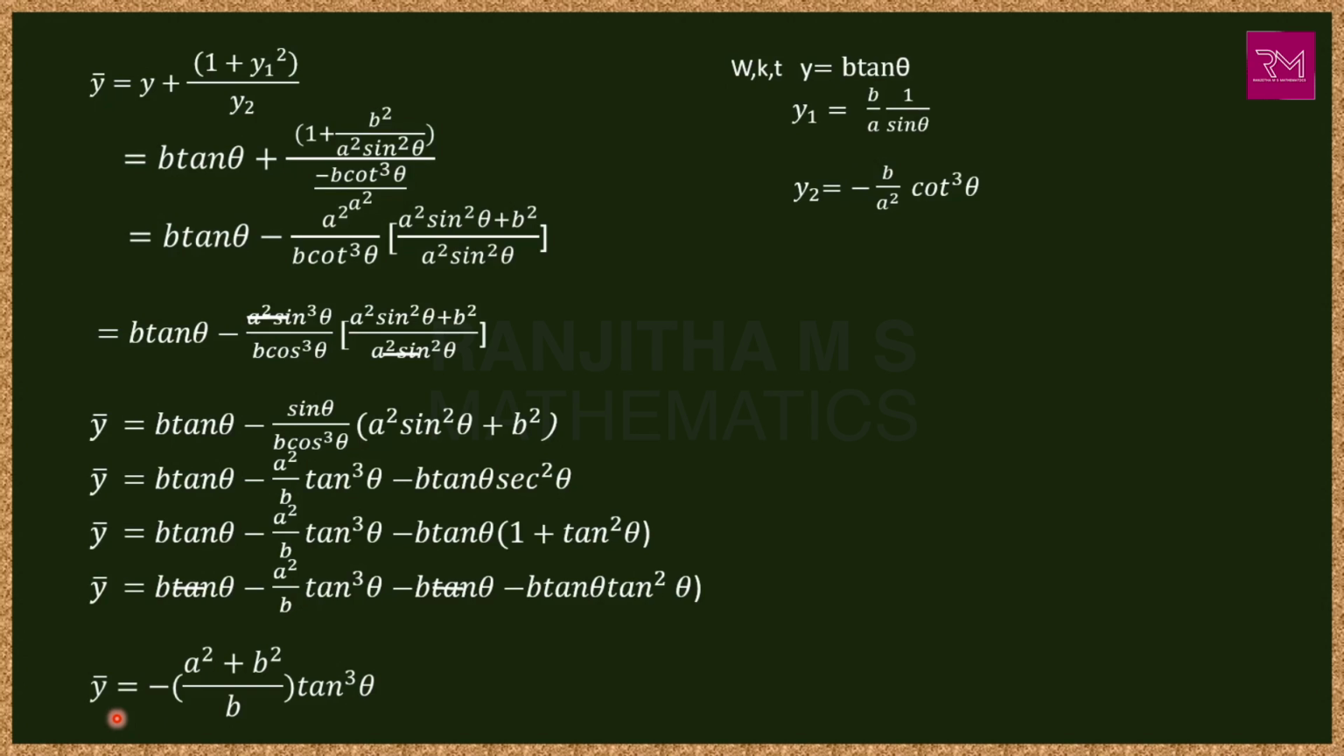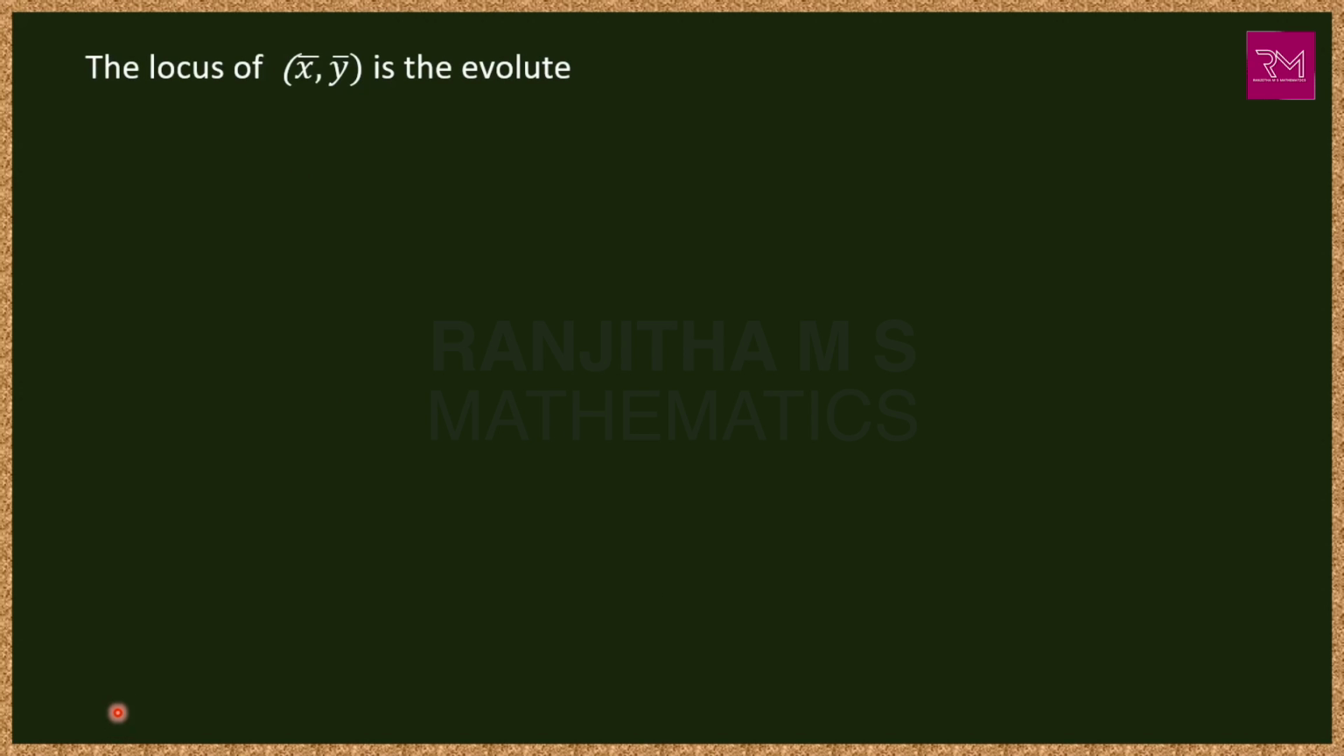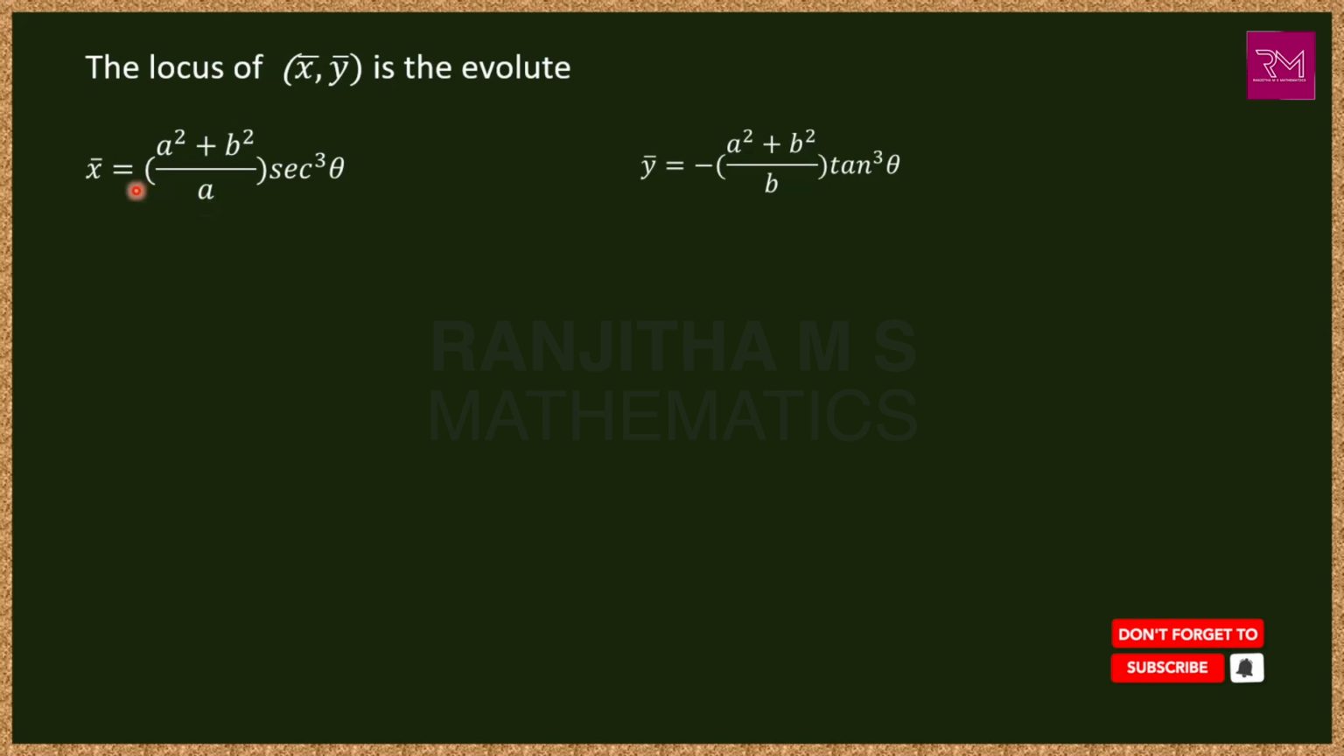This is our y bar. Similarly, after finding x bar and y bar, the locus of x bar and y bar is nothing but the evolute of the curve. We know that x bar is (a square plus b square) by a into secant cube theta, and y bar is minus (a square plus b square) by b into tan cube theta.